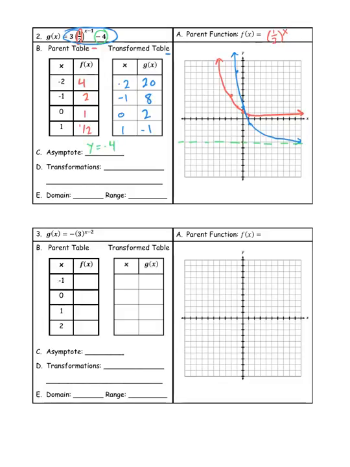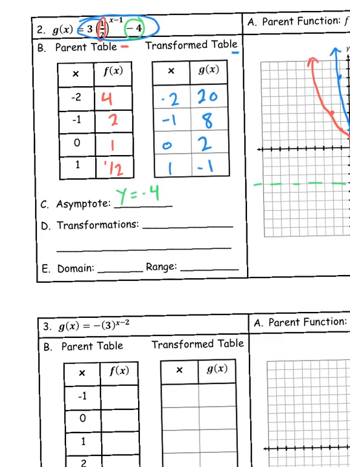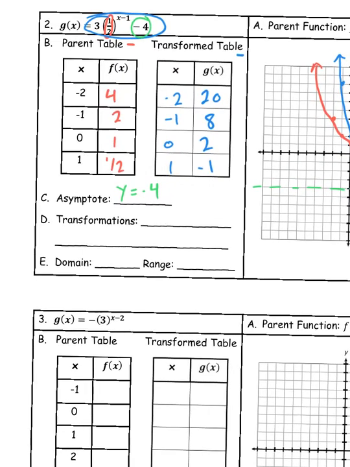The transformations are, let's look, I've got a 3 in the front. So the 3 that's in the front is going to be a vertical stretch. The 1/2 in parentheses is not doing anything to the graph. That's part of my parent function. The -1 up in the exponent is going to move me right 1 because x lies. And then the -4 in the back is going to move me down 4.